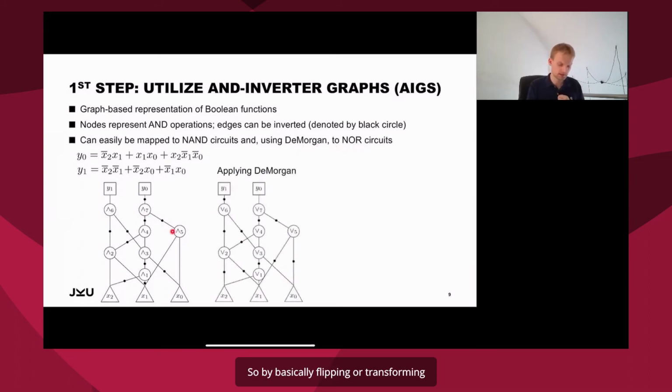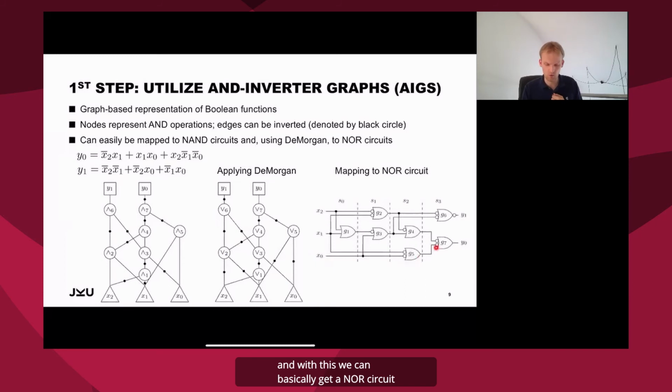So by basically flipping or transforming this NAND representation into a NOR representation, we get this. And with this, we can get a NOR circuit as shown here. All those steps are completely conventional. This has nothing to do with emerging technologies or with adiabatic circuits in particular. This is just one way of describing our desired functionality in terms of a certain gate library.